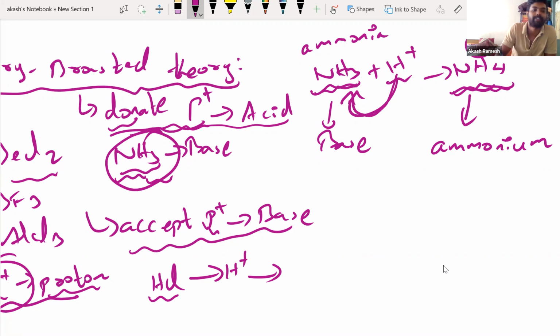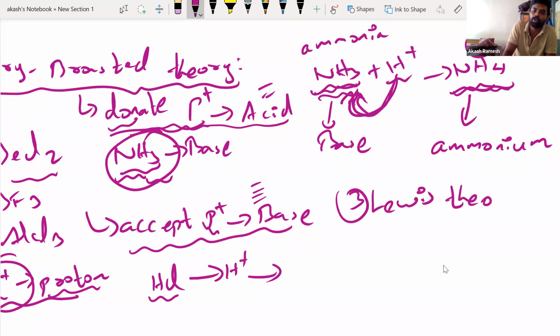Okay, so we understood what the Lowry-Bronsted theory says. Donating a proton is an acid, and whichever accepts a proton is a base. So basically NH3 is a base because it is able to accept a proton, that is H plus, to form NH4 plus. Now the third and final theory is what is called the Lewis theory.